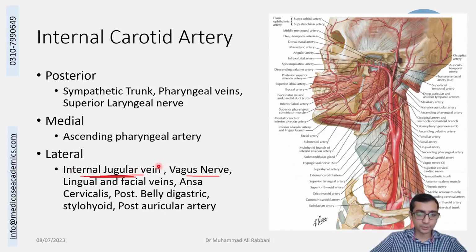You can remember them: internal jugular vein, vagus nerve itself, lingual, facial, ascending cervical. And as you move up, you can see the belly of digastric moving on the lateral aspect. External carotid artery is on the lateral side, and all of these muscles arising from the mastoid and the styloid process are on the lateral aspect of this artery.